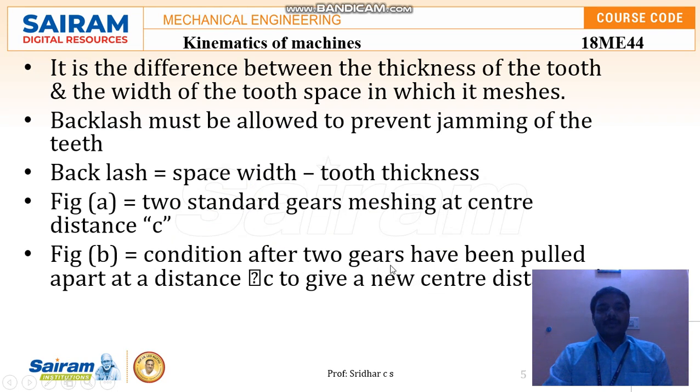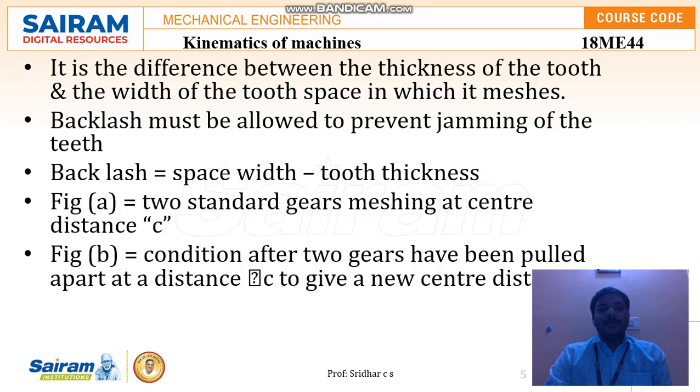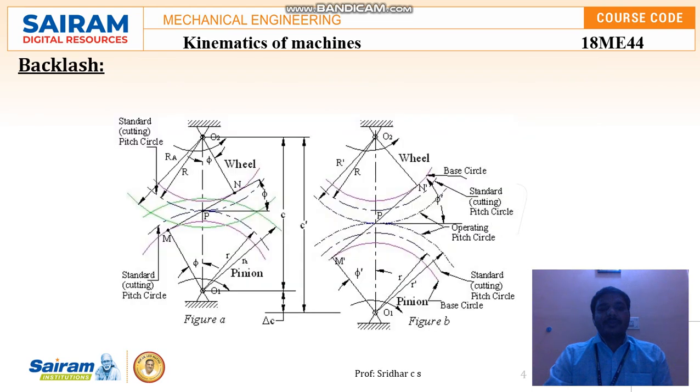Now, after the two gears have been pulled apart, the distance changes to a new distance, C dash. When you see this diagram, after pulling them apart, the distance has changed, meaning the operating pitch circle has changed, or the meshing point has changed to a new point, C dash. When pulled by a certain distance, the meshing between the two gears has changed from C to C dash.